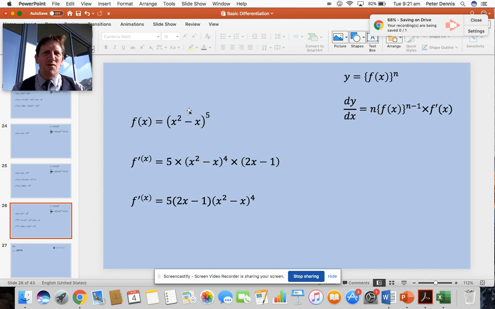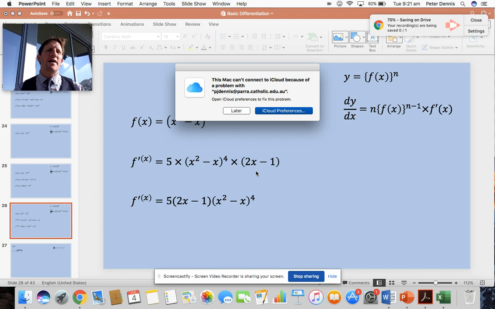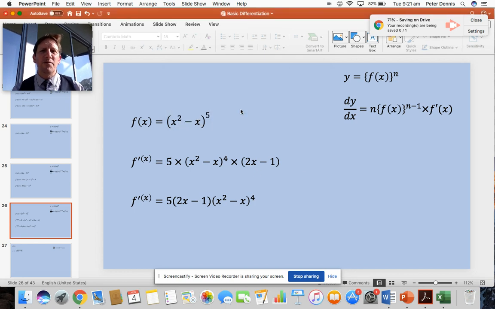And then what do we have to do? Multiply by the derivative of the whole bracket. So what's the derivative of the whole bracket here? 2x minus 1. So it's not just a number in this case, it's 2x minus 1. So what we get is 5 times this 2x minus 1 times x squared minus x to the power of 4. And that's it. Okay, hopefully that's cleared up the chain rule.